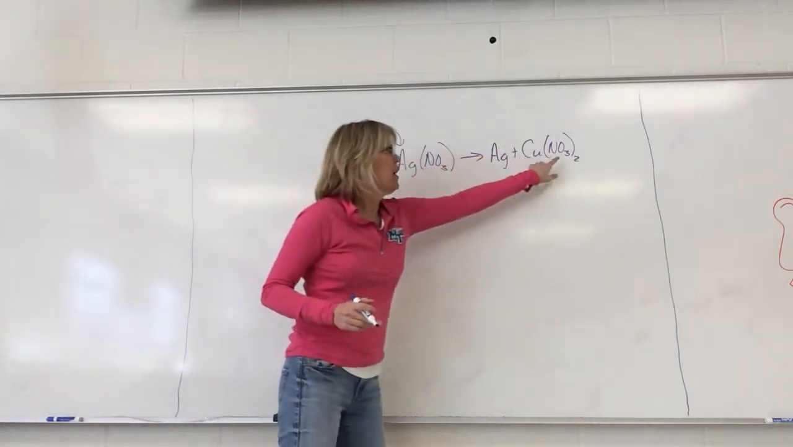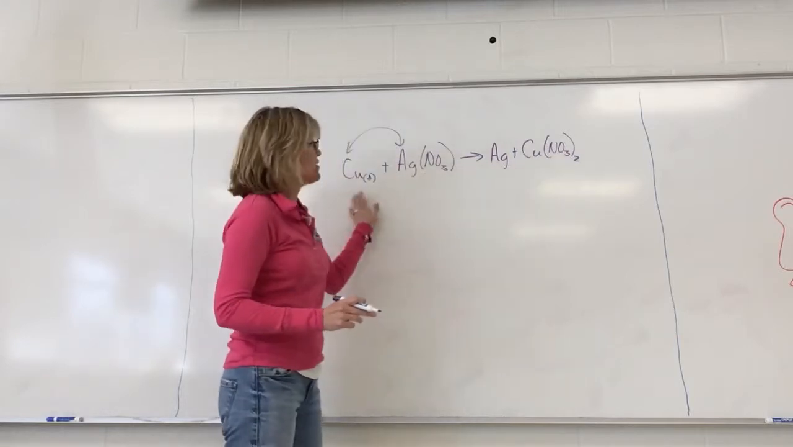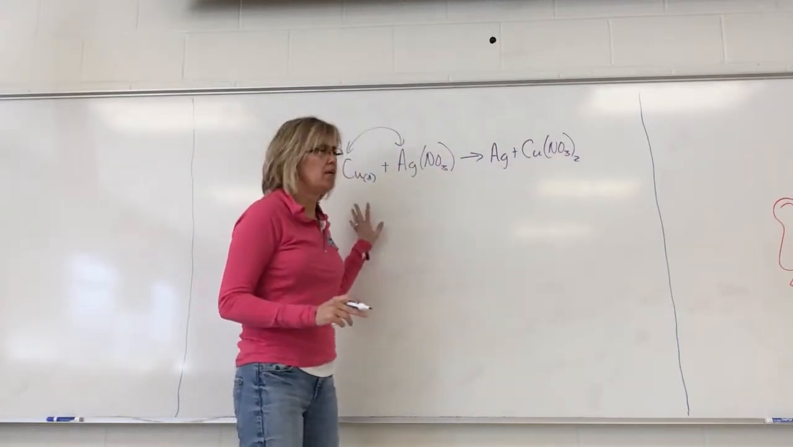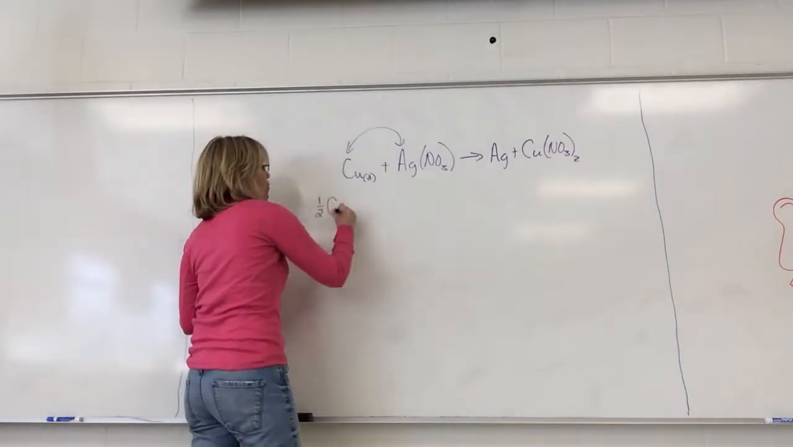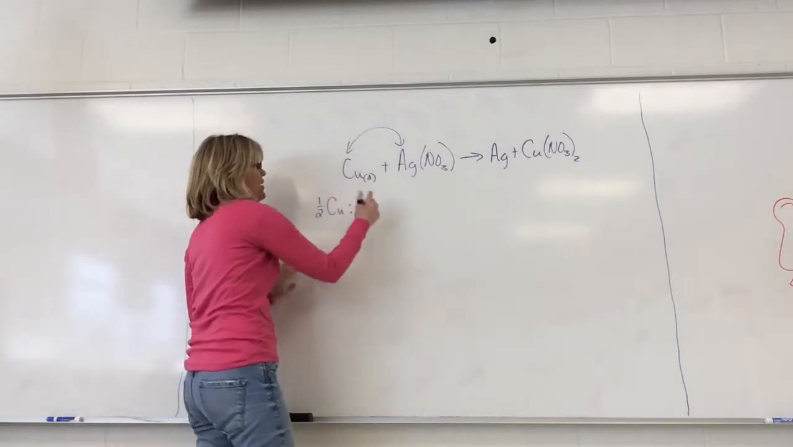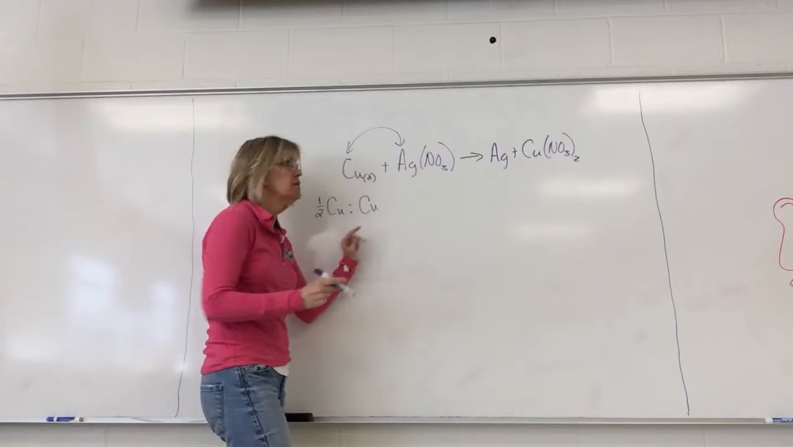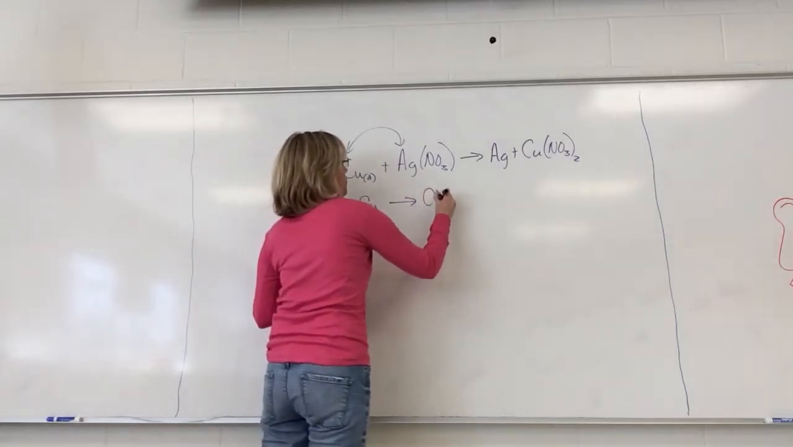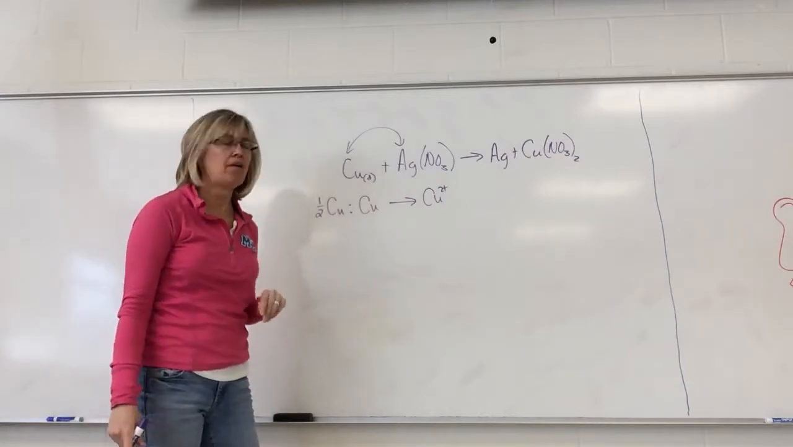The nitrate is a spectator, nothing happened. And right now you can see this is not balanced. We'll worry about that in just a minute. So let's look at our first half reaction and ask, what happened to the copper? In this reaction, copper went from a neutral element into a +2 ion.